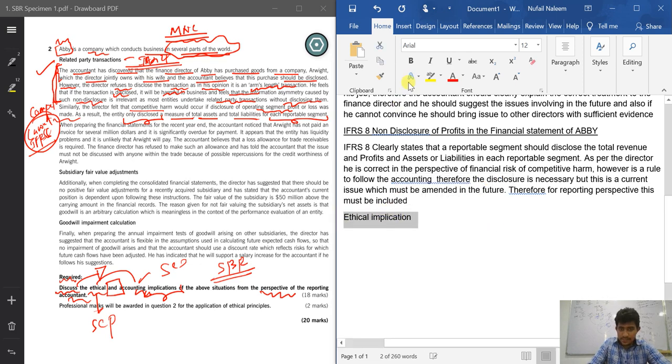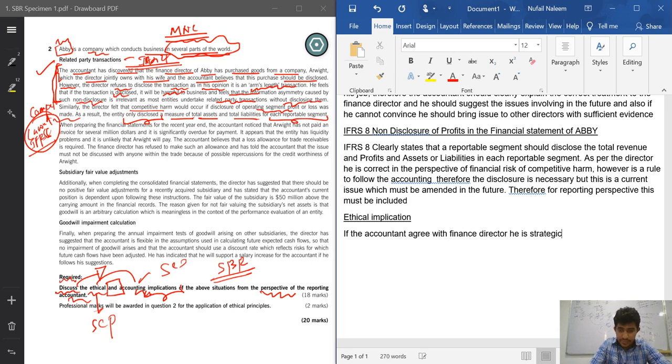Now, what is the ethical implication here? You think in the point of the accountant. If the accountant agrees with the finance director, he is strategically correct. However, from the reporting perspective, he is incorrect, and this will result in lack of professional behavior.